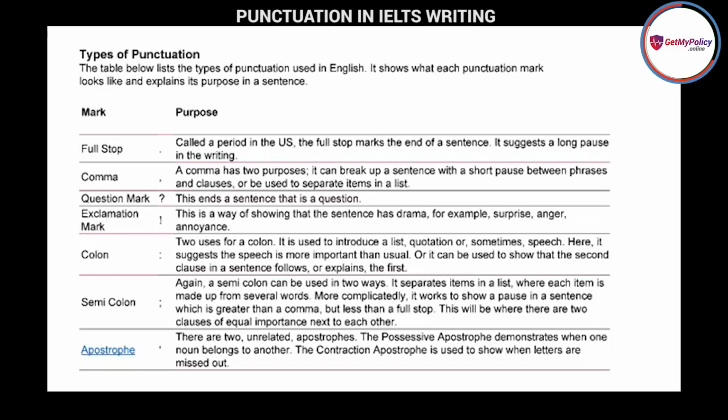And the last but not the least, apostrophe. Everybody knows this is the possessive thing. When you are giving possession, when you want to say this is mine, or this is his, or this is hers, you use it. These are two unrelated apostrophes. The possessive apostrophe demonstrates when one noun belongs to another. Okay, so without wasting time, let's go with the other things.